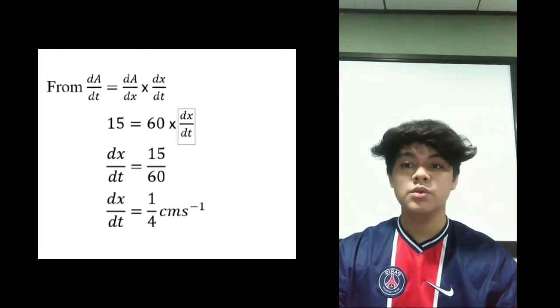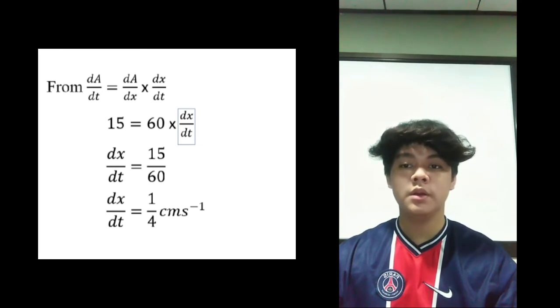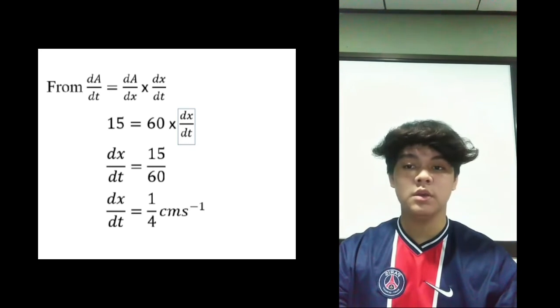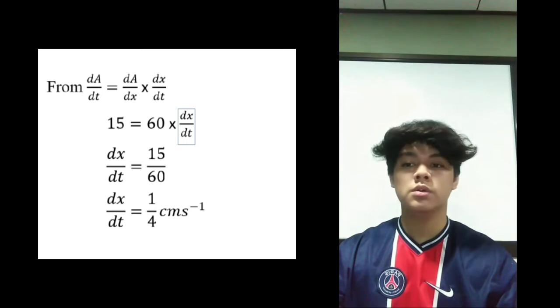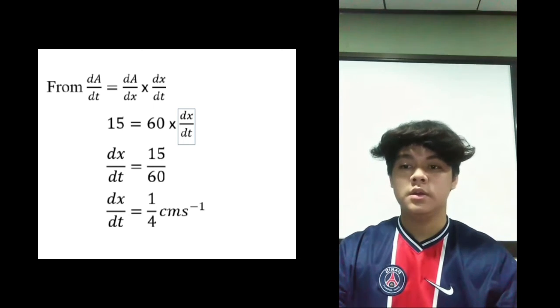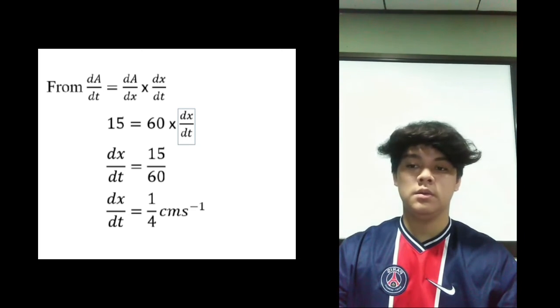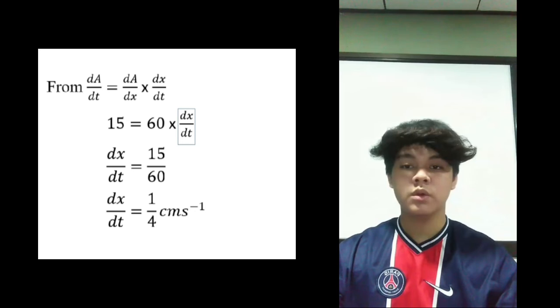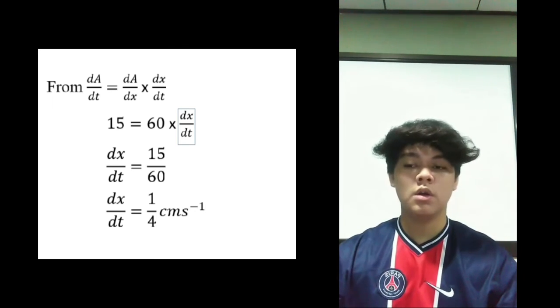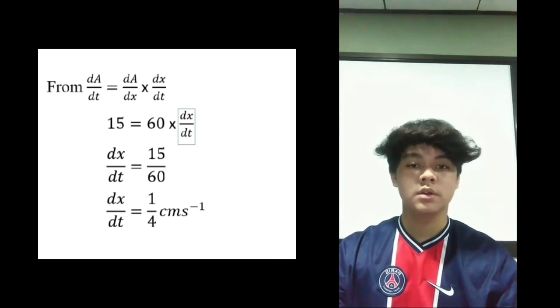So we search for dx/dt by expanding the equation of dA/dt equals dA/dx times dx/dt. We can put in the information that we achieved from above: 15 equals 60 times dx/dt. Therefore, dx/dt equals 15 over 60, and dx/dt equals 1/4 cm s⁻¹. So the water freezes at the rate of 1/4 cm s⁻¹. That's all from me. Thank you.